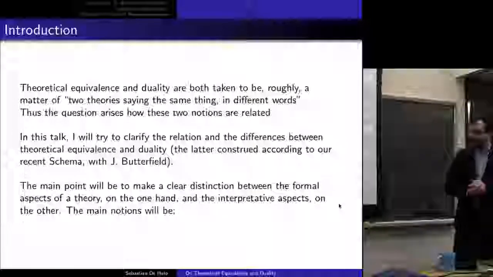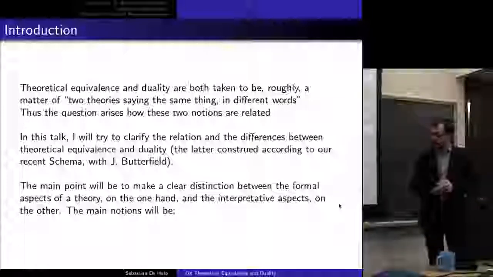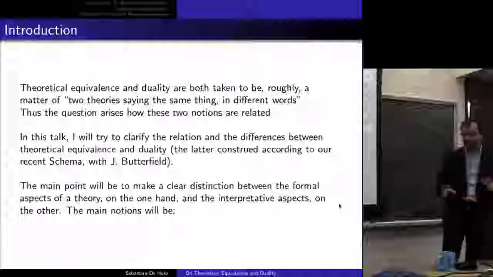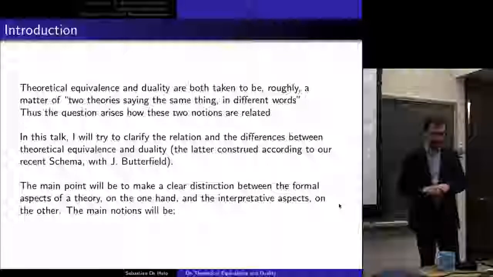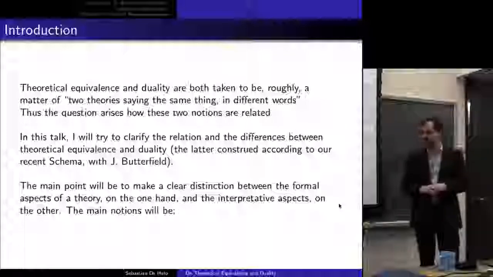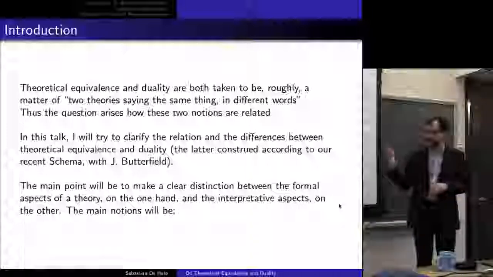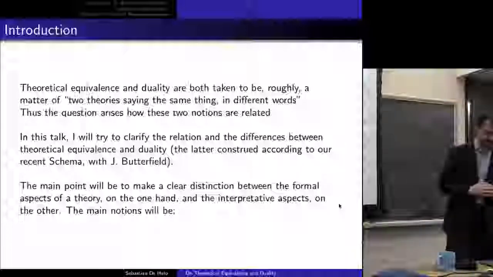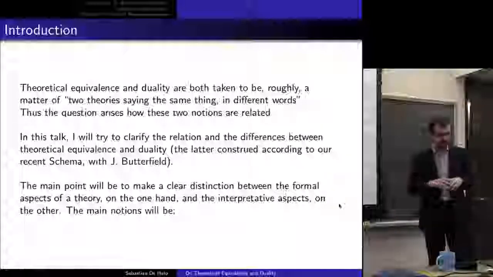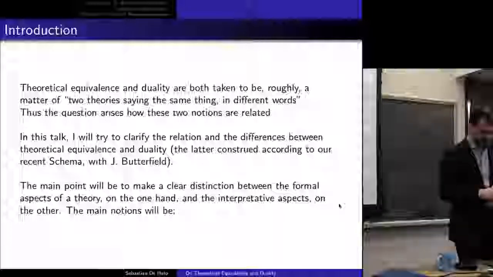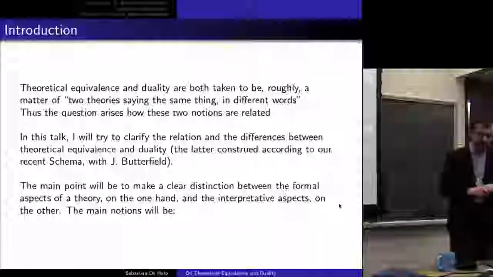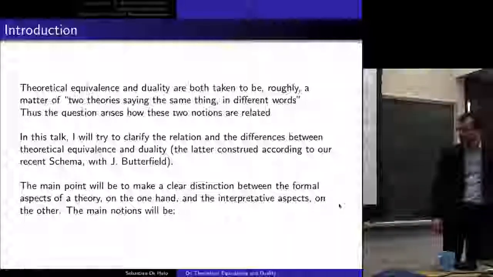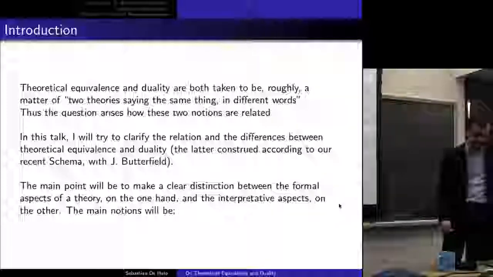To give you some background about theoretical equivalence, these two notions, theoretical equivalence and duality, are both taken to be roughly a matter of two theories saying the same thing in different words. So it's a natural question to ask how these two notions are related, since both seem to be saying roughly the same thing about theories, namely that two theoretically equivalent theories or two dual theories say the same thing in different words. So this talk will try to clarify the relation and also differences between theoretical equivalence and duality. Like I said, this is work together with Jeremy Butterfield.